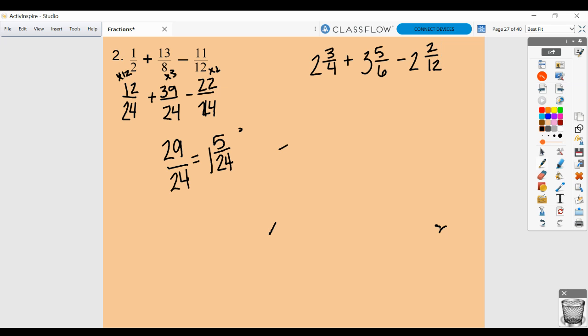Okay, so this one we have 4, 6, and 12 for the numbers in the denominator. So to make it a common denominator, I'm trying to think of a multiple that goes into all 3 of those. And it would be 12. Oh, I need to make this into an improper fraction first. So 4 times 2 is 8. 8 plus 3 is 11. 6 times 3 is 18, plus 5 is 23. 26 over 12. Now I can make them into common denominators.